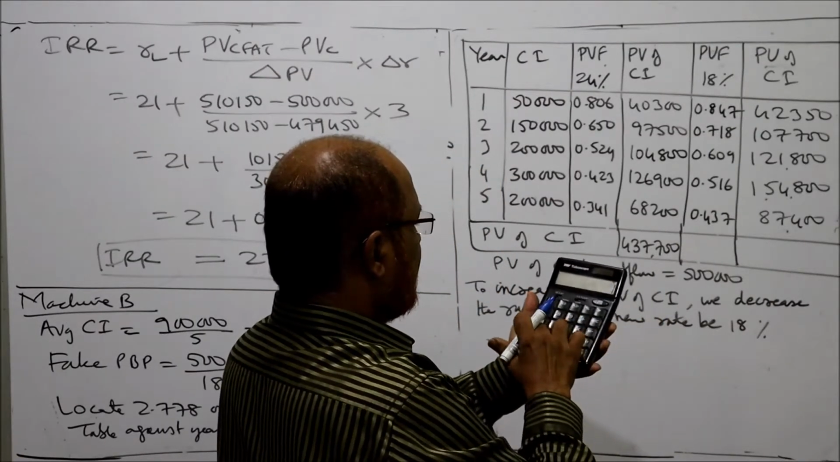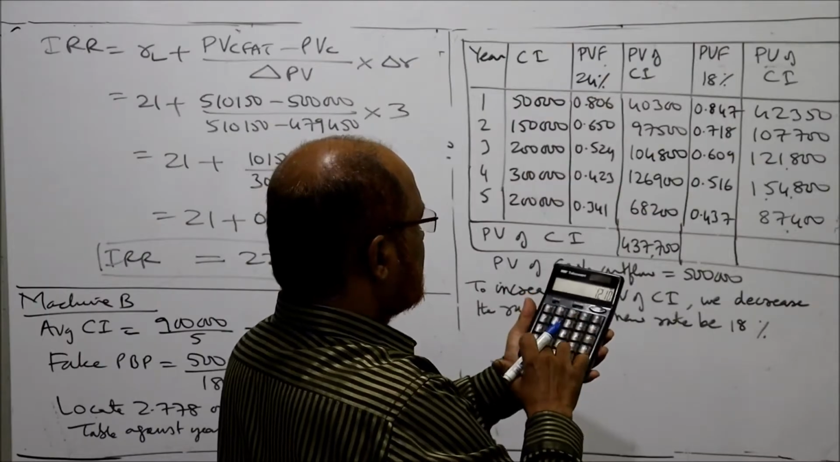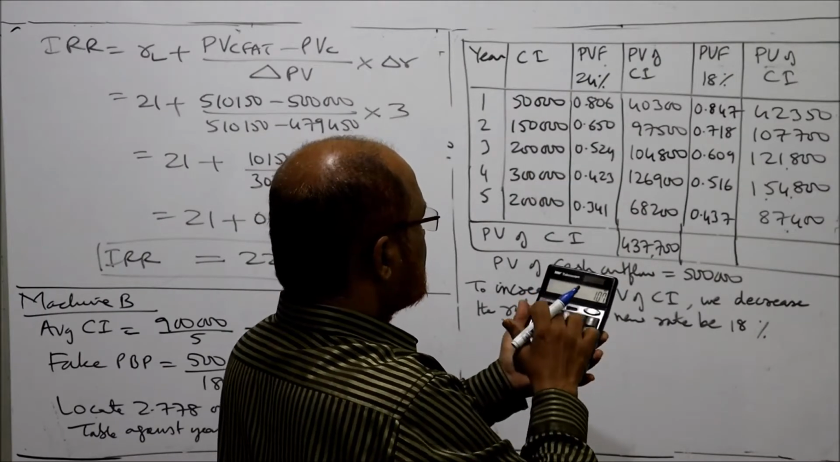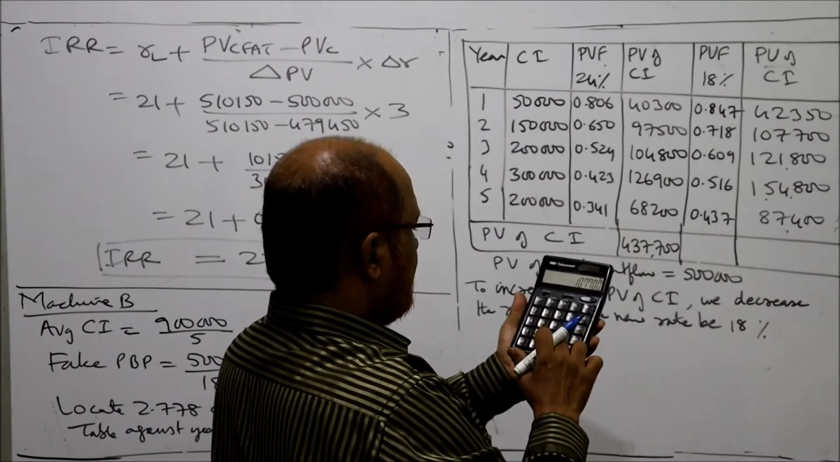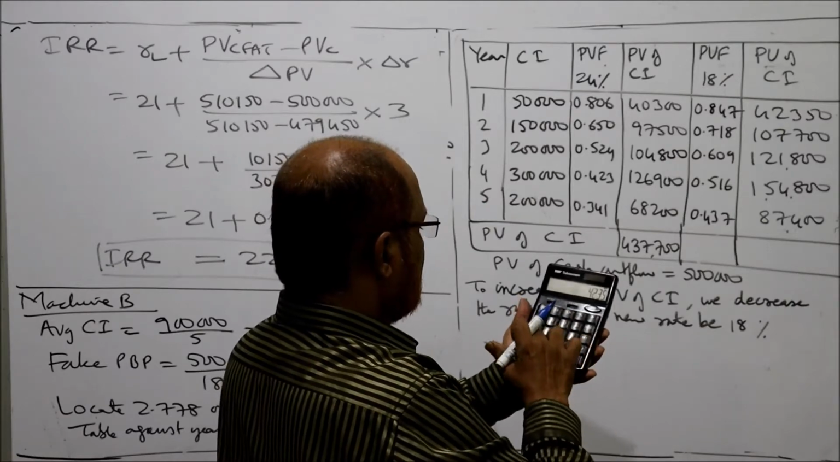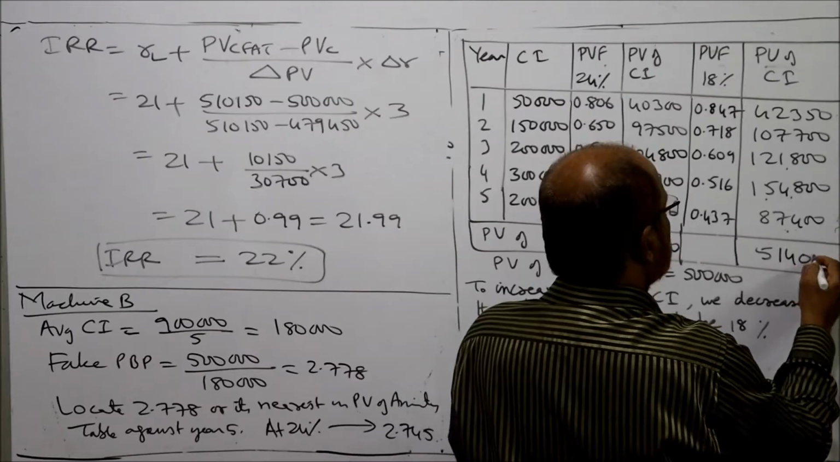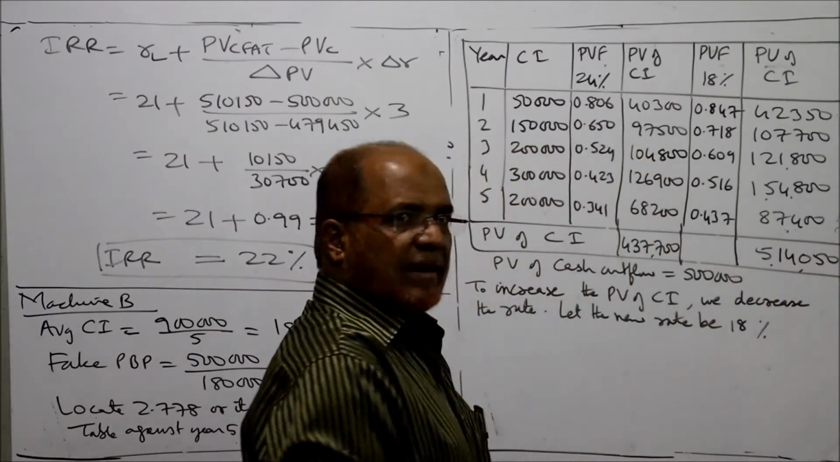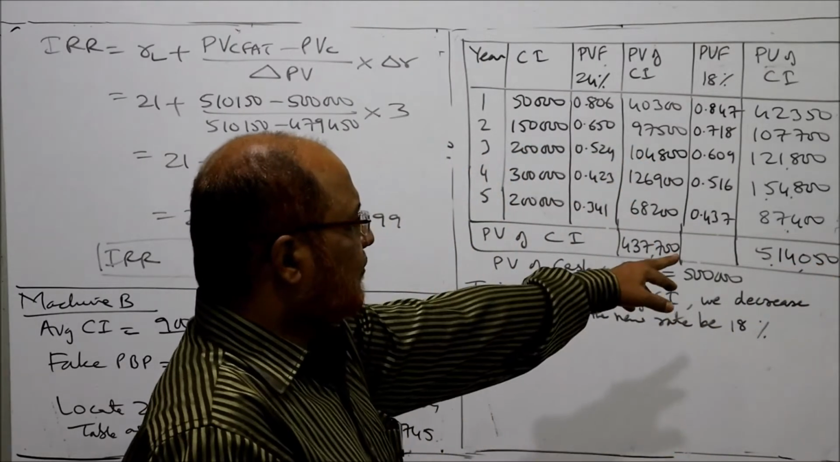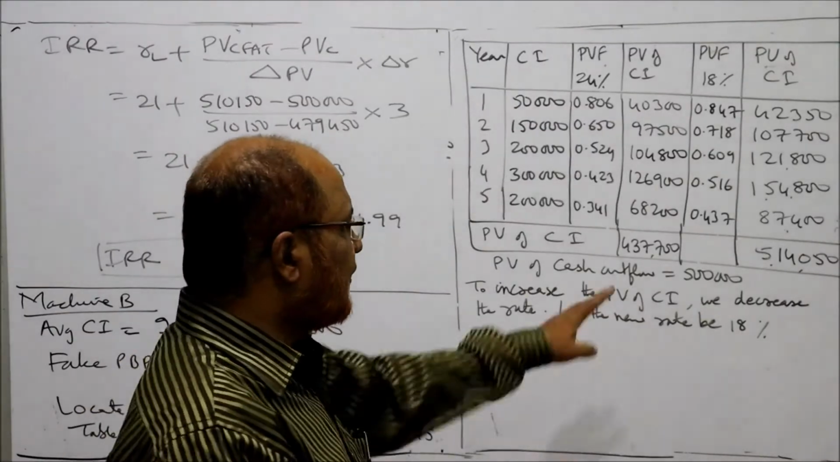Plus 1,54,800 plus 1,21,800 plus 1,07,700 plus 42,350. You are getting 5,14,050. The value is greater. 5,14,050 is greater than 5 lakh.